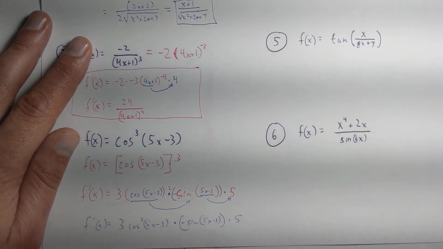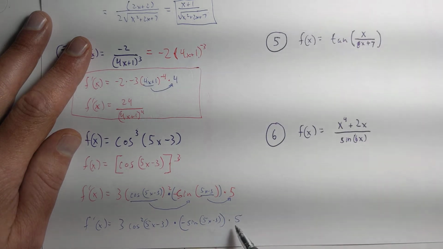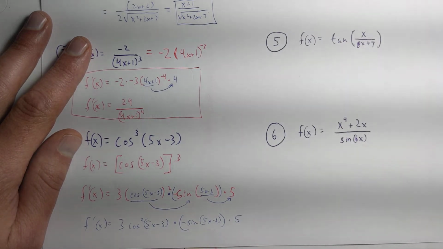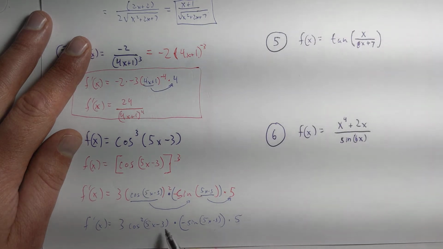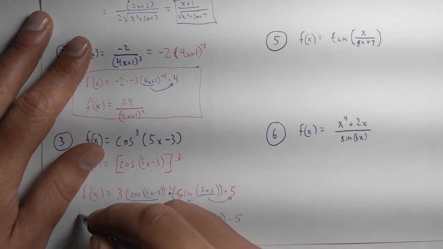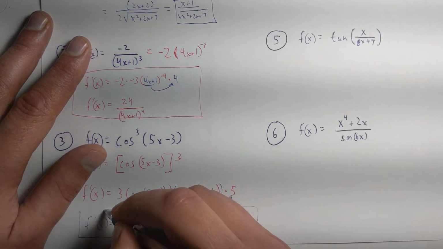And could you clean it up? Sure, if you want to. We could bring the negative and the 5 out front here and make it negative 15 cosine squared of 5x minus 3, sine of 5x minus 3. But this is perfectly acceptable.